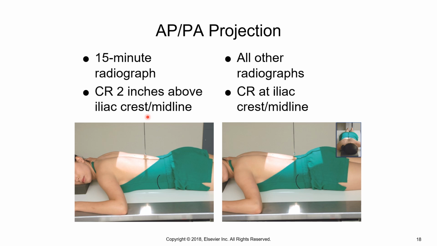Central ray perpendicular to iliac crest and midline, or if you were doing 2 images landscape, you would include pubic symphysis on the first with 1 to 2 inches of overlap on the second.